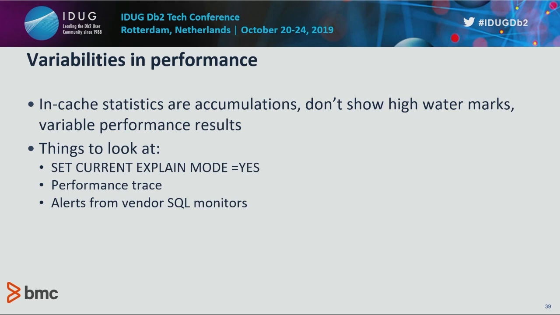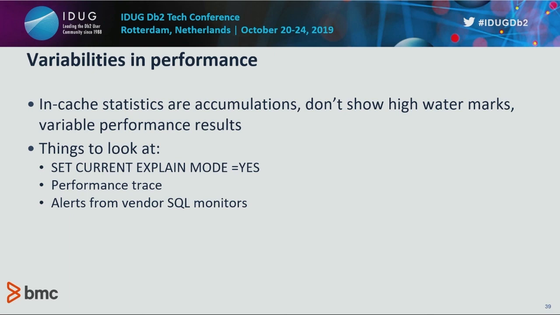And variabilities in performance. Everything you're looking at in these cache statistics is accumulated, so you can look at totals and averages, but you don't really have a footprint of the spikes that might be occurring. That may be something you're blind to if you're relying only on these numbers. There are some things you can do to get more granular reporting. I mentioned the performance trace before. That was the big bar at the end.